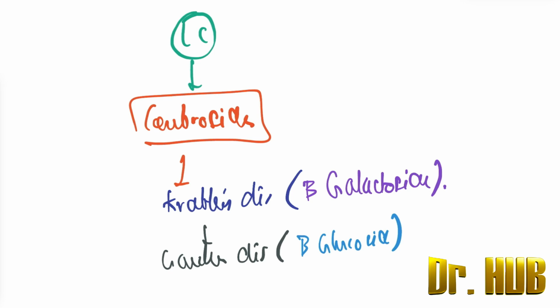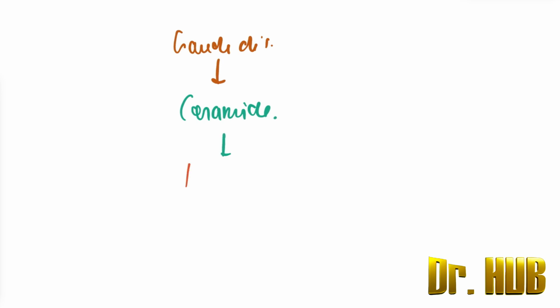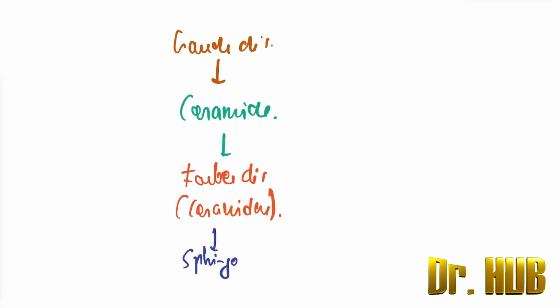So it is KG, and K for Krabbe disease stands for galactosidase, and G for Gaucher's disease stands for glucosidase. So here the Gaucher's disease, this leads to the presence of the ceramide. Then the ceramide leads to Farber's disease, that is the ceramidase. And then this further leads to the sphingosine.